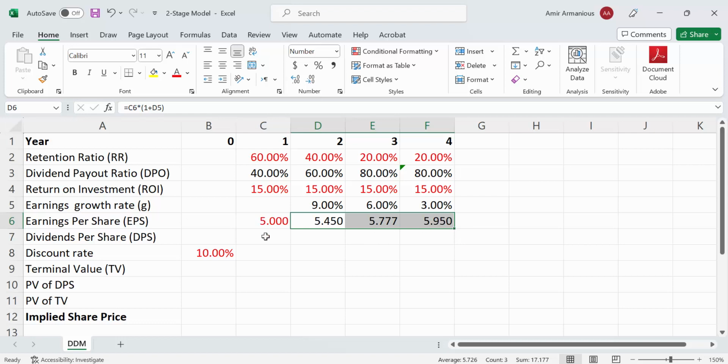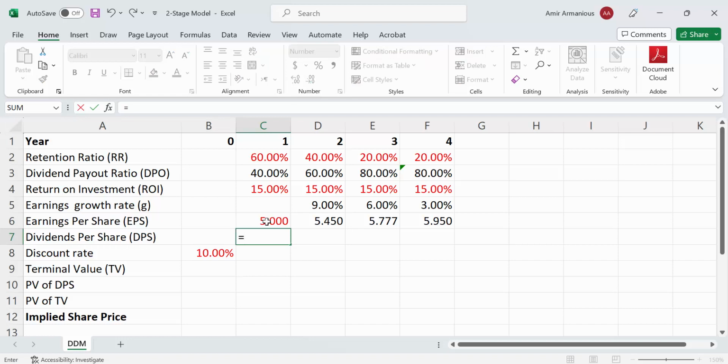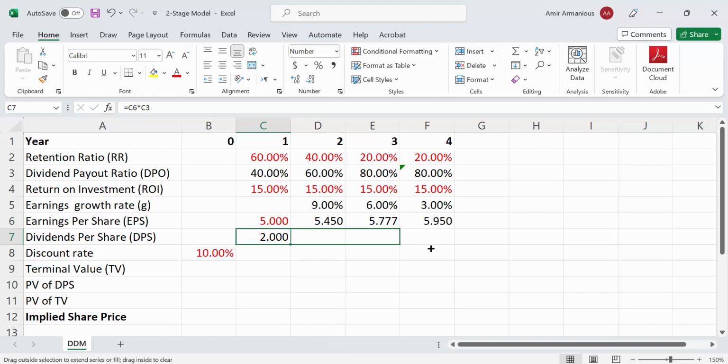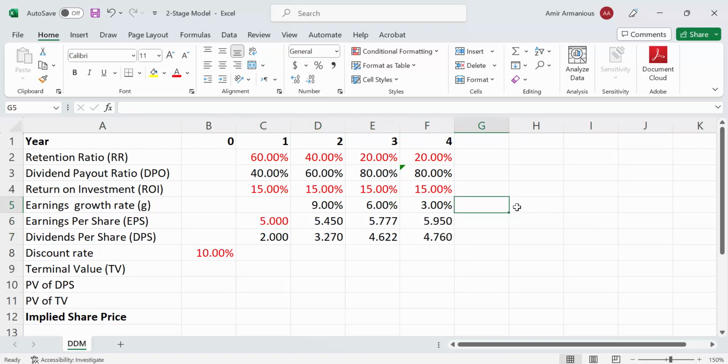Then we would like to calculate our dividends per share. Our dividends per share is equal to earnings per share multiplied by our dividend payout ratio. And from this little box, we will drag. We know that these dividends will continue every year forever, and by the end of year 4 they will grow by 3%, and it will continue every year increasing by 3% indefinitely.